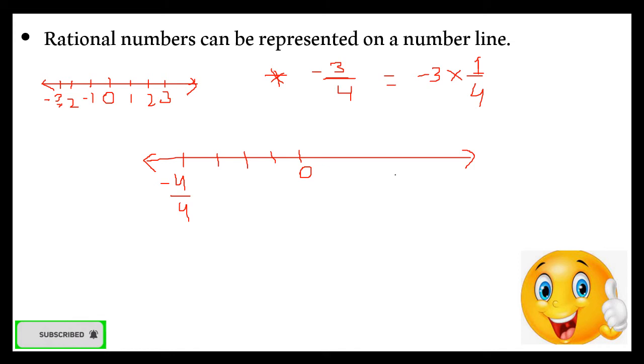That means minus 1. So your 1 unit got divided in 4 equal parts, and you need to represent minus 3 by 4 on the number line. So this is minus 1 by 4, this is minus 2 by 4, and this is minus 3 by 4. So this is how we represent the given number on the number line. This is the point A that is represented on the number line.